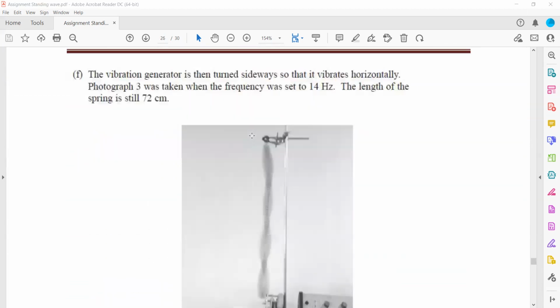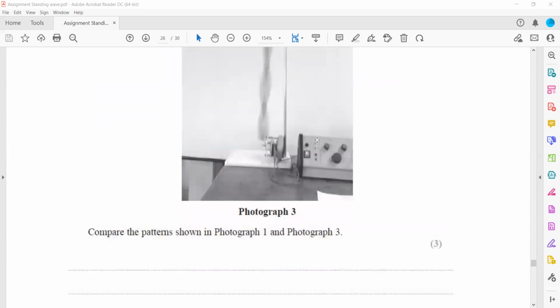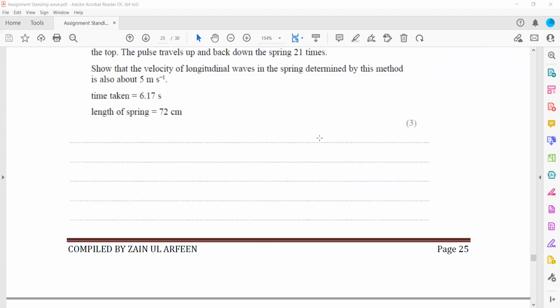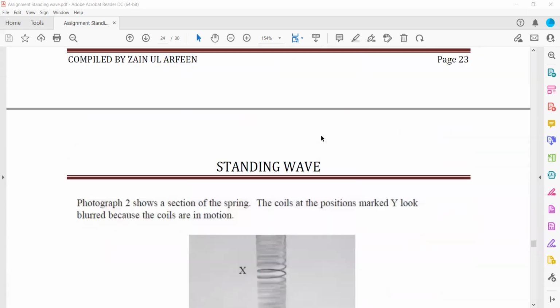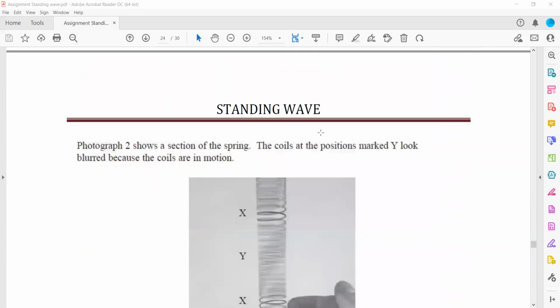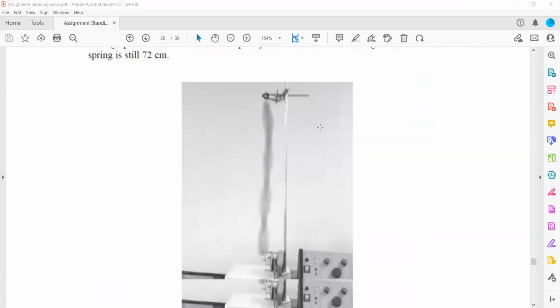And the last part, the vibration generator is then turned sideways so that it vibrates horizontally. Photograph 3 was taken, frequency 14, and the length of the string is 72. Compare the pattern of photograph 1 and photograph 3. Photograph 1, as you can see here, and photograph 3. So what is the main difference?